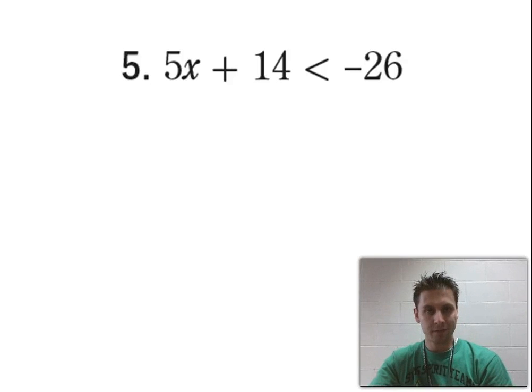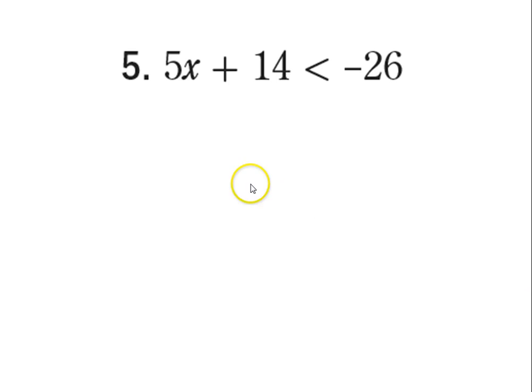Time for problems 5 and 6 from your Algebra Chapter 3 self-test. Number 5 says that we have 5x plus 14 is less than negative 26. And our goal again here is to find out what the solutions or what the values of x could possibly be. And to do that, we're going to use algebra and solve for the variable x.